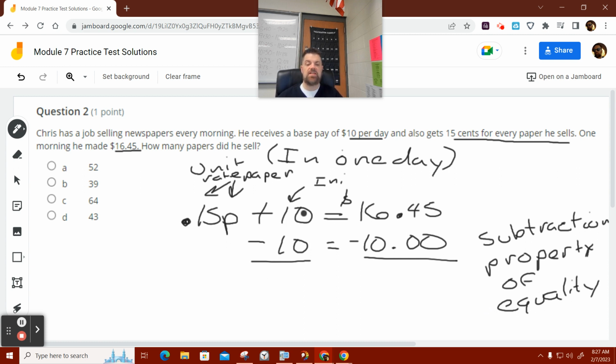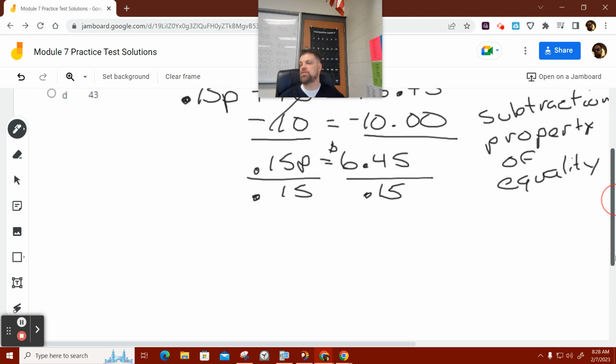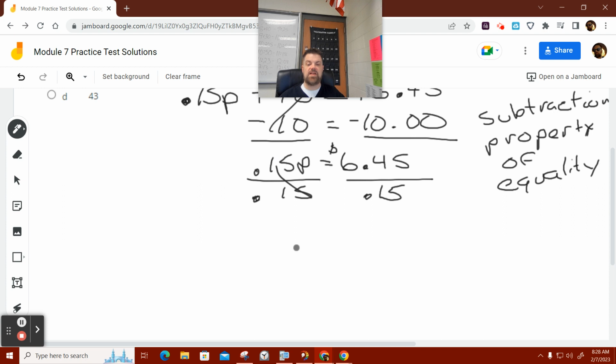All right. So then these cancel, and I get 0.15 P is equal to 6.45. And then I'm going to divide both sides by 0.15. And these cancel, and I get P is equal to, do that on your calculator real quick and tell me what it is. $43?